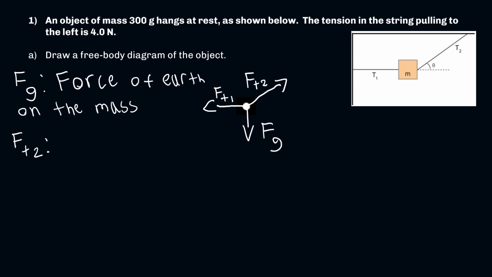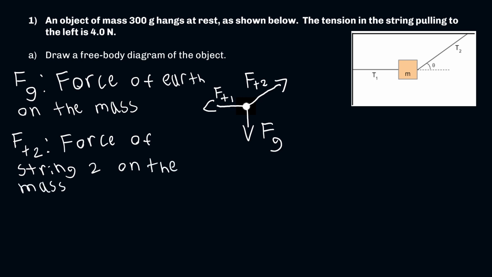FT2 is the force of string 2 on the mass. So again, what is the object exerting a force on another object? So force of string 2 on the mass. And then FT1 is the force of strain 1 on the mass.